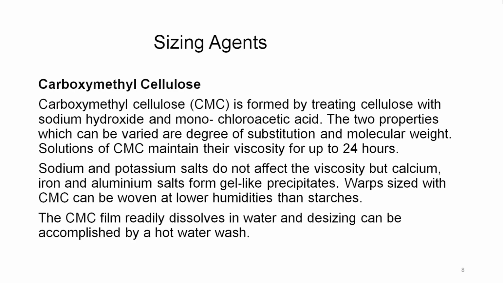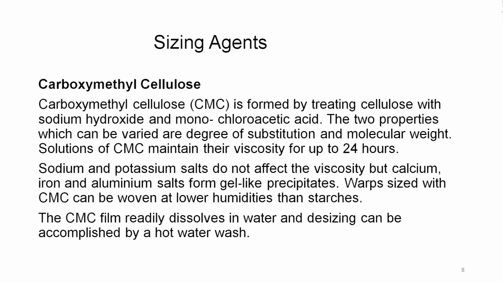Then comes the next sizing agent, which is carboxymethyl cellulose, CMC. It is formed by treating cellulose with sodium hydroxide and monochloroacetic acid. The two properties which can be varied are degree of substitution and molecular weight. Solutions of CMC maintain their viscosity for up to 24 hours. Sodium and potassium salts do not affect the viscosity, but calcium, iron and aluminum salts form gel-like precipitates.